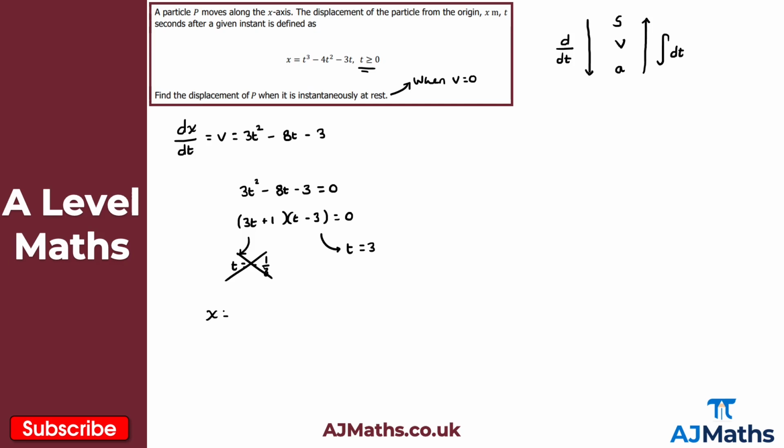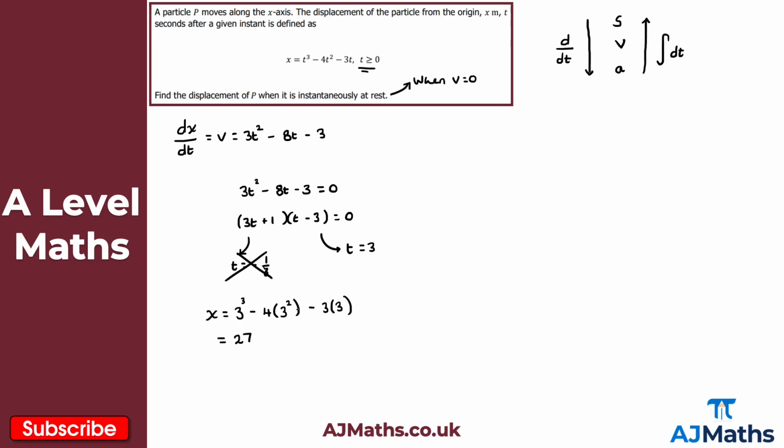So x is equal, so I've got t cubed, so that's 3 cubed. Minus 4t squared, so that's minus 4 lots of 3 squared. Then we've got minus 3 lots of t, so that's minus 3 lots of 3. So if we evaluate this here, 3 cubed is 27.